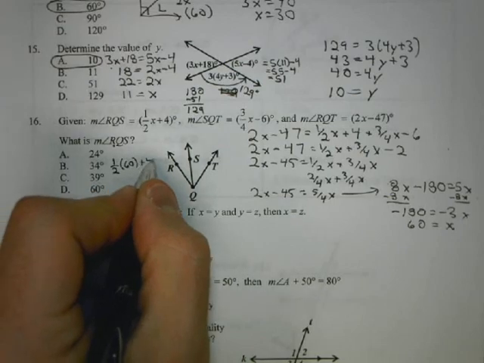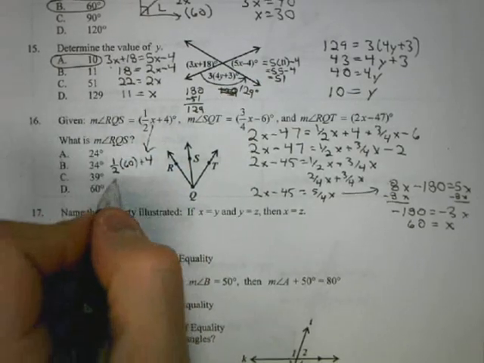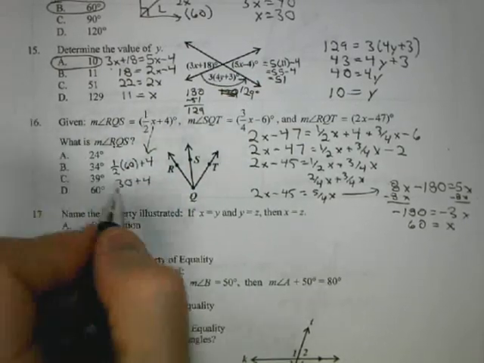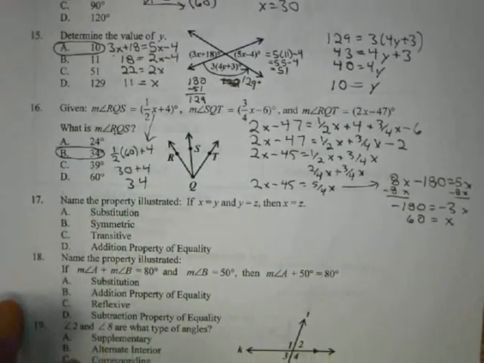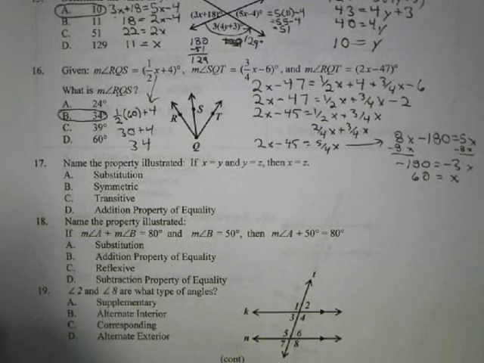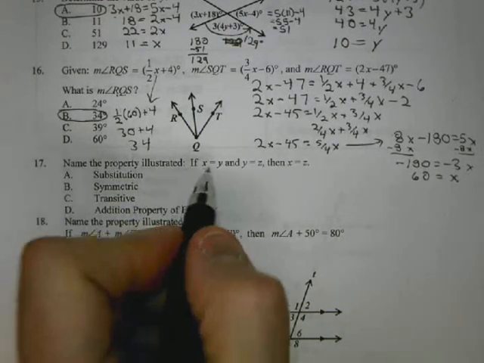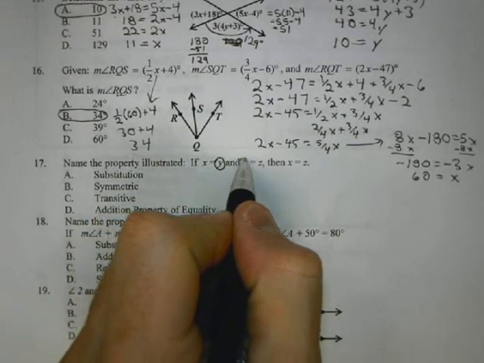Be careful, though, that's not quite the answer we're looking for. We've done a lot of work, but again, we're looking for RQS. So we come back up here. We're looking for 1/2 of 60 plus 4, which we get from right there. That'd be 30 plus 4, which tells us 34 is our answer.